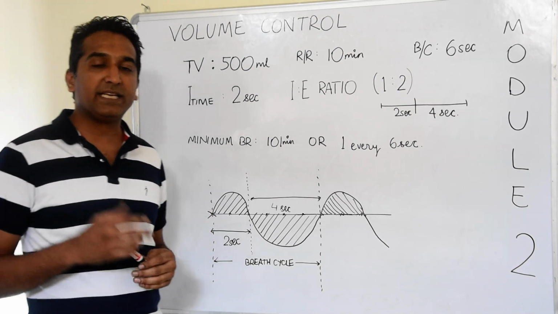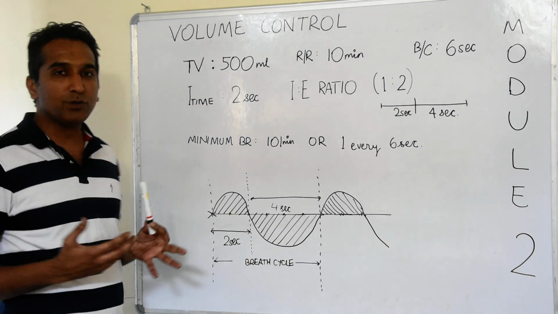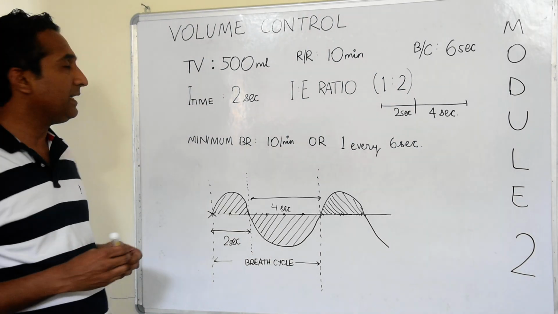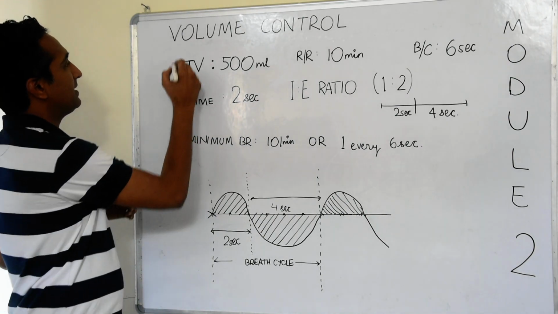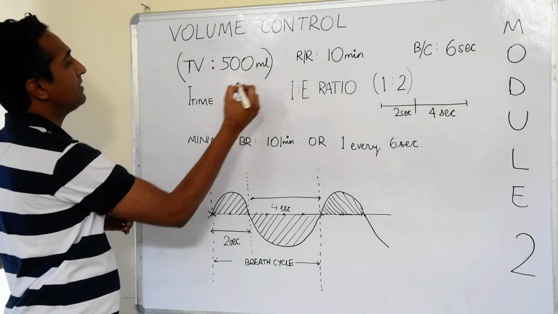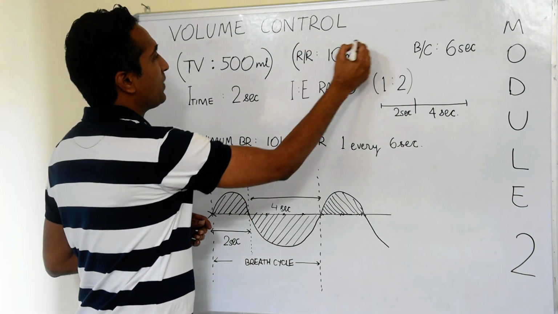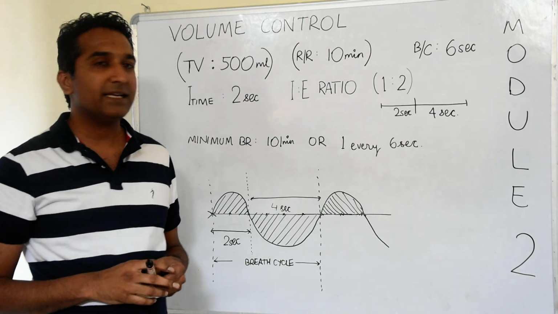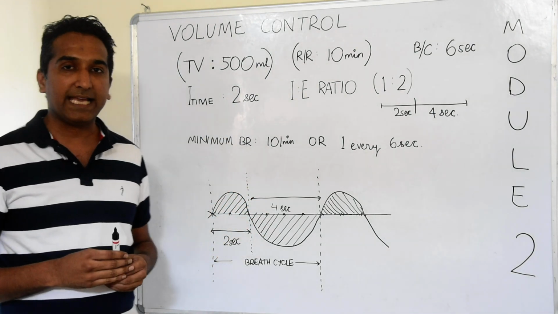Now we tell you about the settings in reference to a particular mode. Let's take the example of volume control mode, which is the most commonly set one. When we go to set a mode, it will ask us the amount of volume which is needed. So we write 500 ml. The respiratory rate which is required, let's say 10 per minute. And this will give us a breath cycle of 6 seconds.